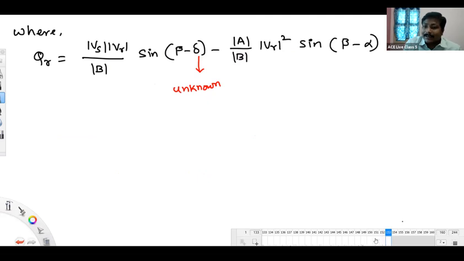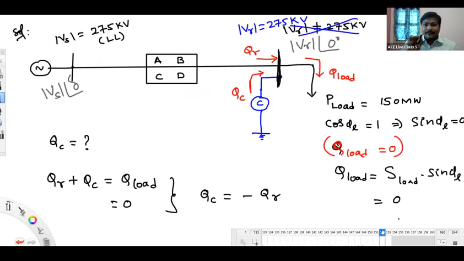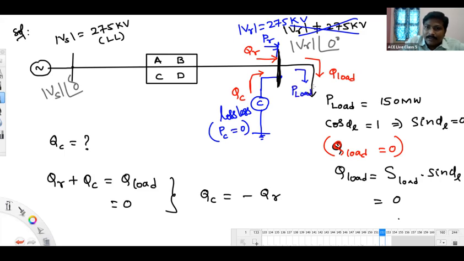To calculate the delta, we have to use a real power equation. Because you see here, in this diagram, real power injected by the transmission line into the receiving end bus is PR. You assume this compensator as a lossless compensator, so it won't take any real power at all. Compensator real power consumption is 0. But we have some P load existing here.